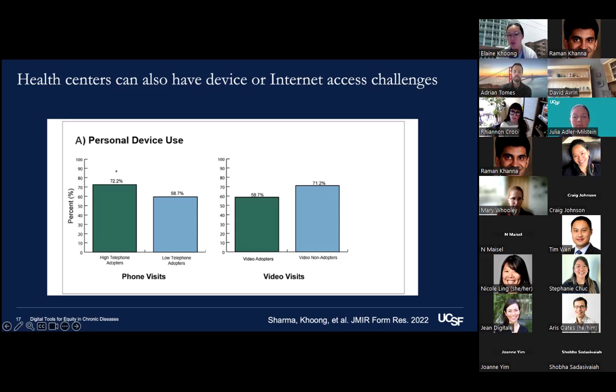And San Francisco Health Network is a pretty well-resourced safety net system. So again, just highlighting that the device and internet challenges are not only patient facing, you have to think about them from the community level or the health system level.